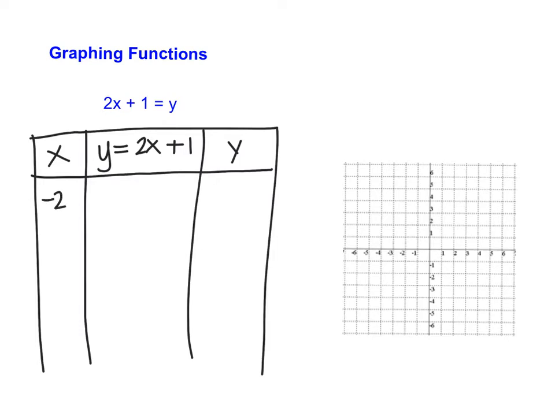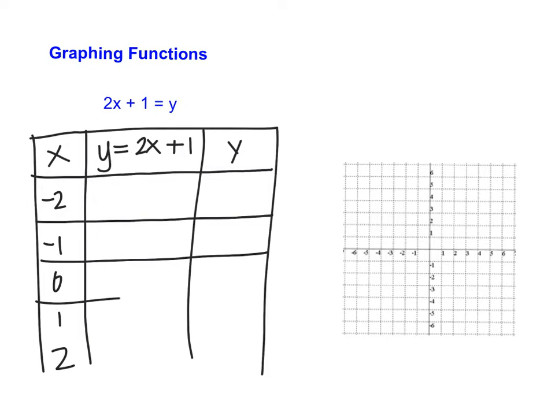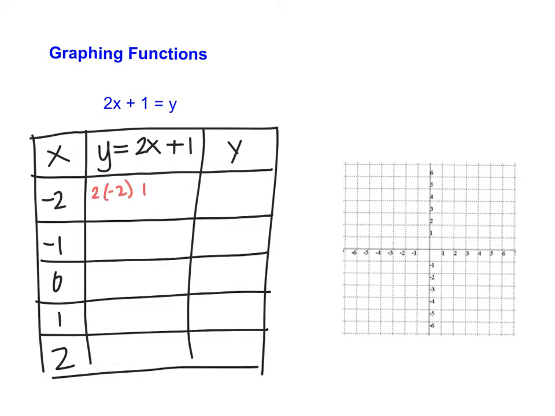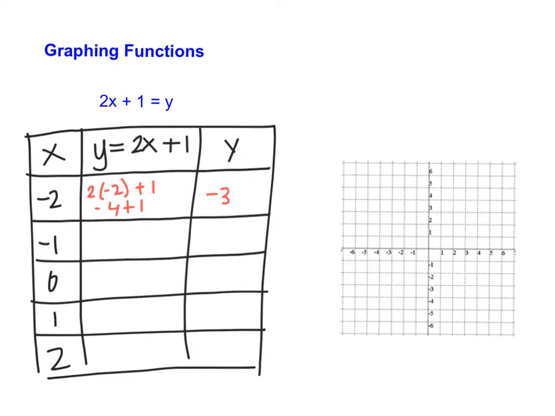So I'm just going to say -2, -1, 0, 1, and 2, and we will just do some quick little math and plug those values in. Okay, so again, just like the last example, we have our input of -2. So I'm going to do 2 times -2 and then add 1. That's -4 plus 1, and -4 plus 1 is a -3. So our ordered pair is (-2, -3), and we can go ahead and plot that over there.